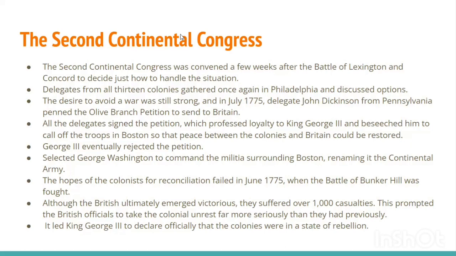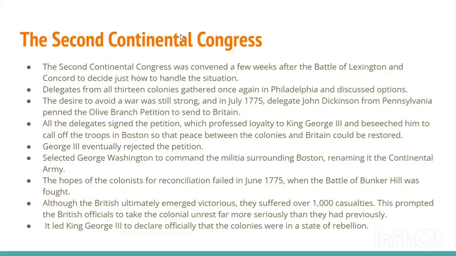Now, what was this petition? The petition said, once again, that we are extremely loyal to the British Crown. We are loyal to the British King, George III. And we request the King that you please call off the troops stationed in America, especially Boston, so that peace would be restored between the colonies and Britain. So up till now, even after these two battles, their approach was very much conciliatory. They wanted to avoid any war, and they wanted the British rule to continue. But it was Britain's mistake.